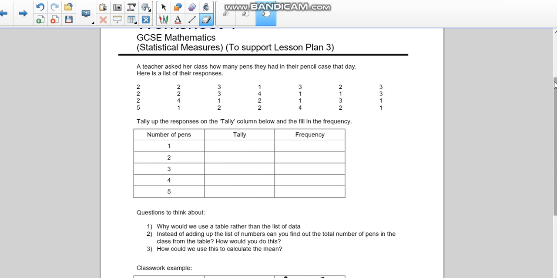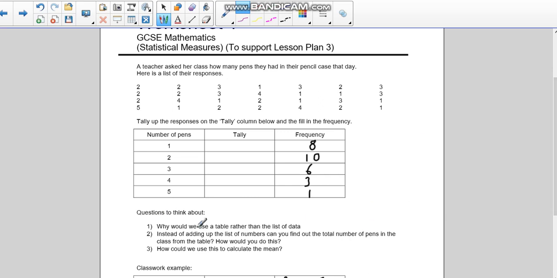Okay, so hopefully you've pressed play and you've got some answers filled in here. So I've got the answers below, but we'll write in. So you should have had a tally here as 8, so the frequency is 8. This one is 10, and then we've got 6 3s, 3 4s, and 1 5.